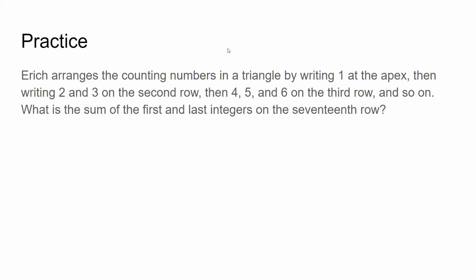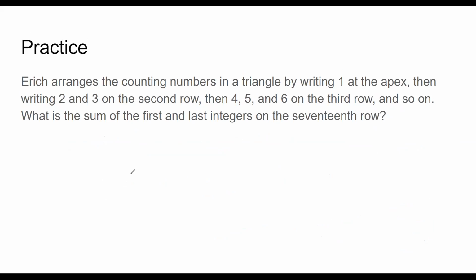So Eric arranges the counting numbers, which is 1, 2, 3, 4, 5, and so on, in a triangle by writing 1 at the apex, 2 and 3 on the second row, and then 4, 5, and 6 on the third row, and so on. What is the sum of the first and last integers on the 17th row?